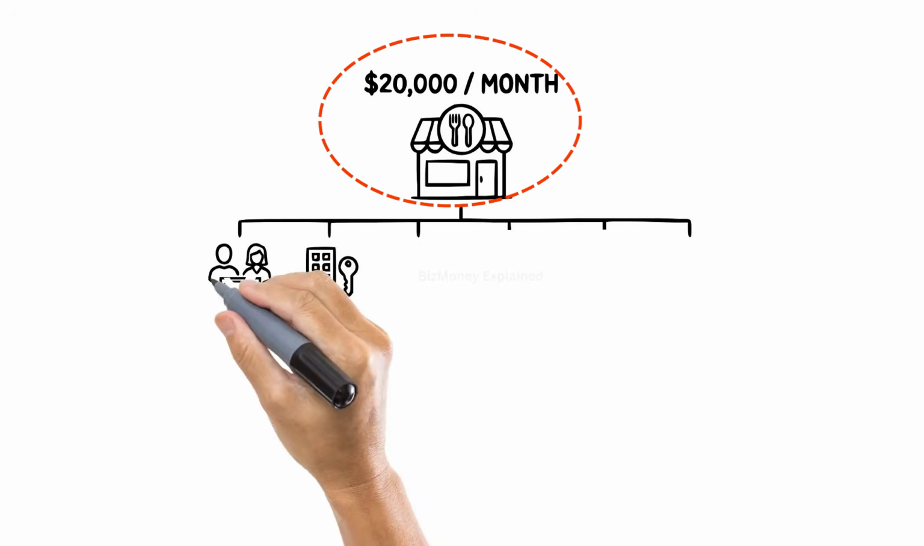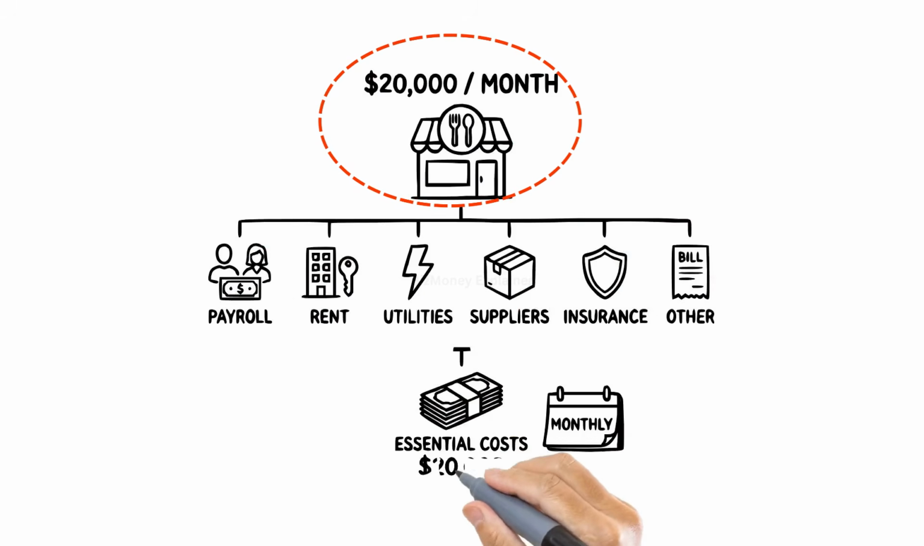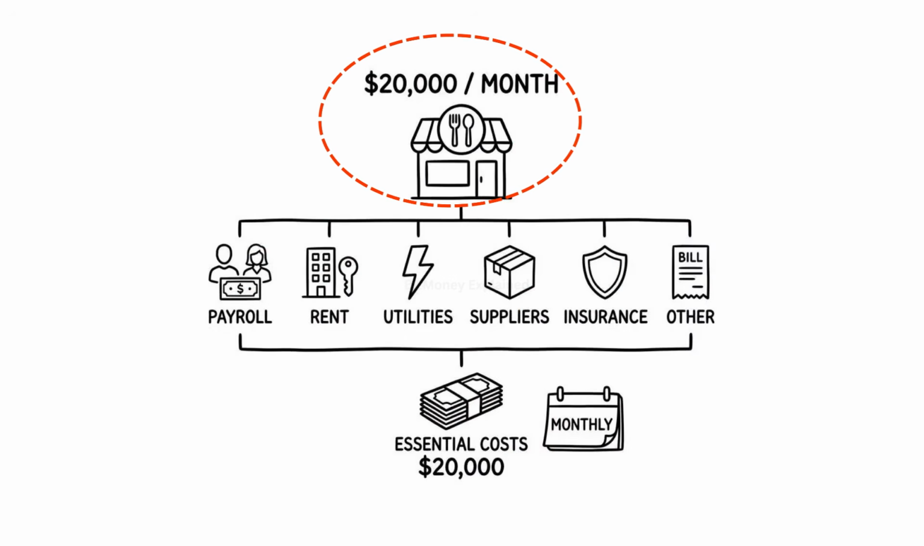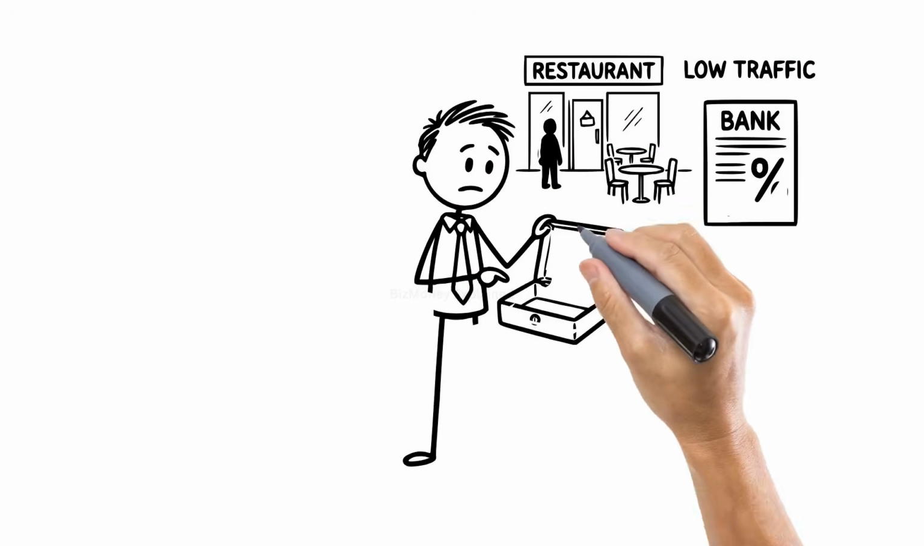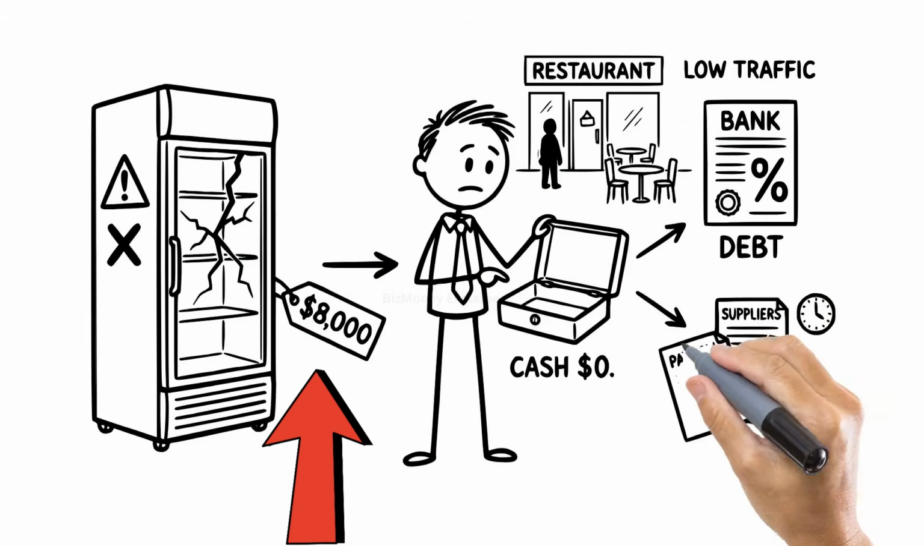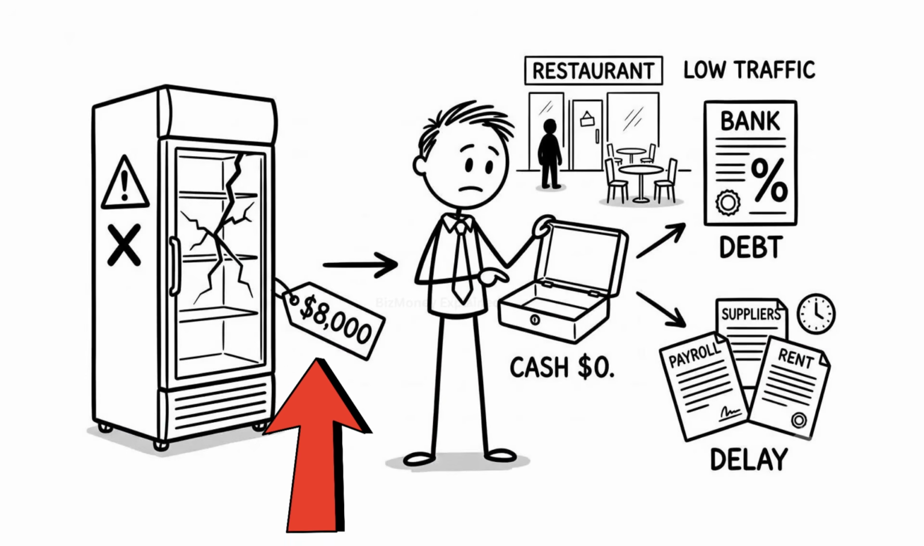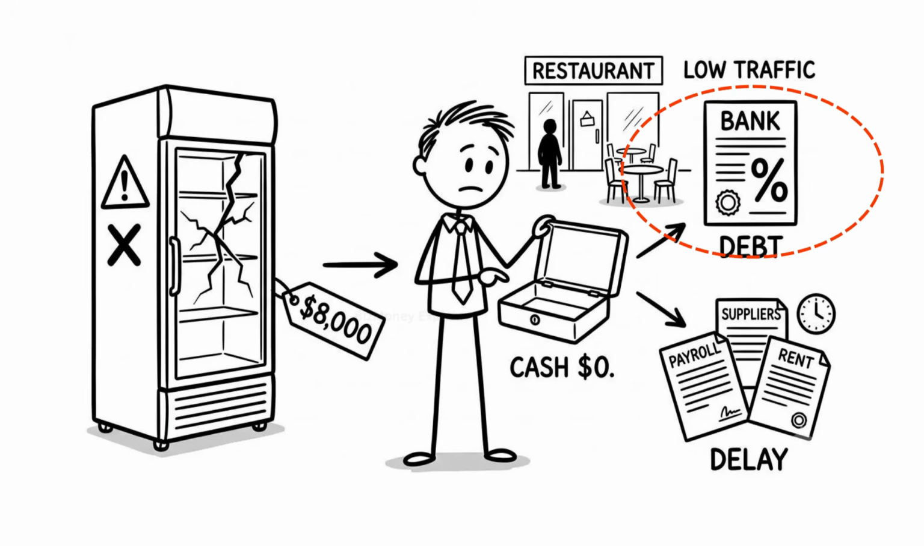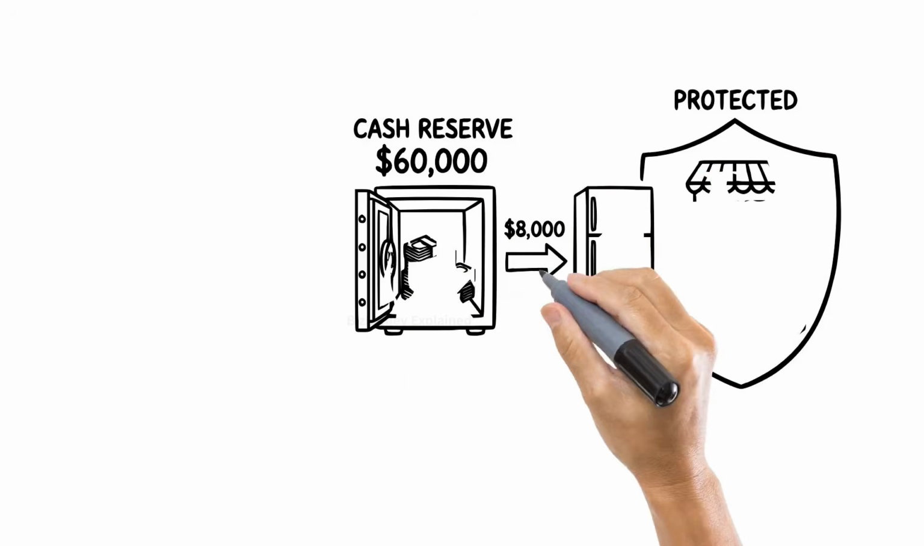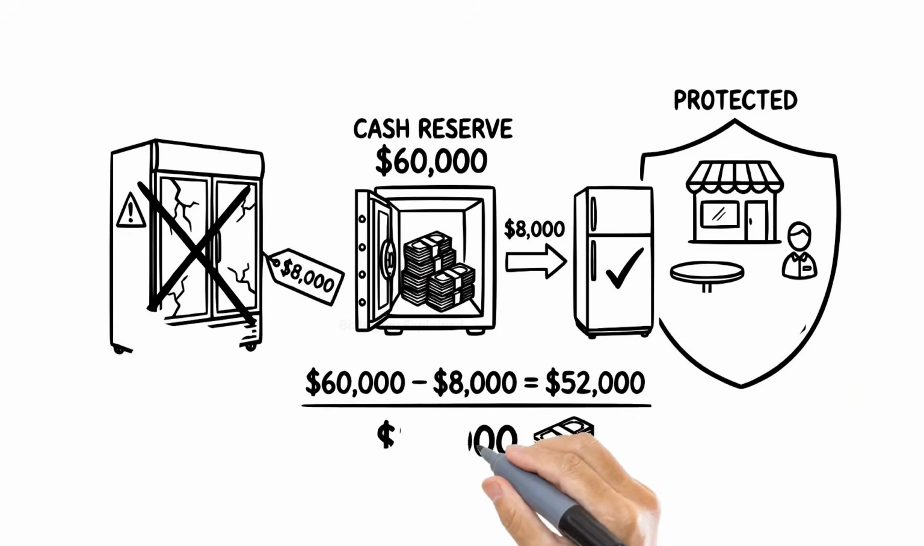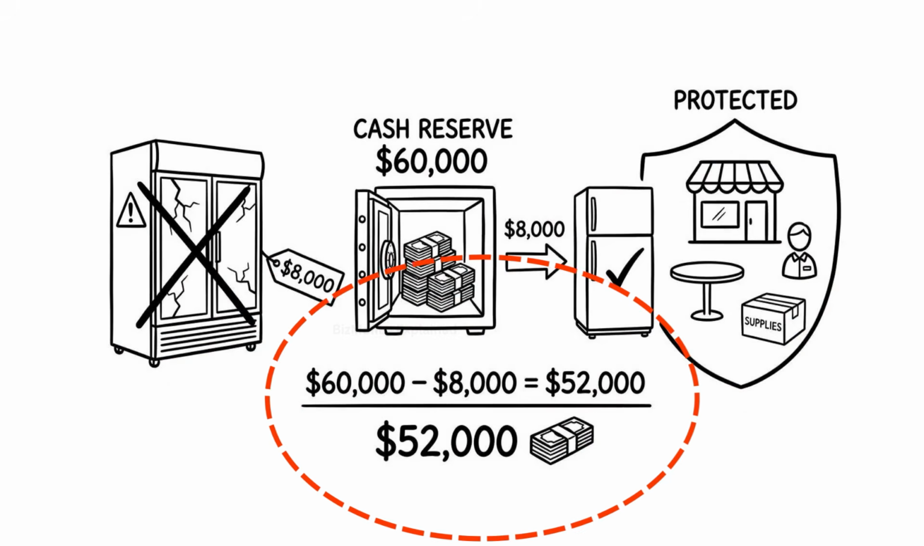Build a cash reserve. Suppose a restaurant normally needs $20,000 every month for payroll, rent, utilities, suppliers, insurance, and other essential expenses. Then, a major refrigerator suddenly fails and requires an $8,000 replacement while customer traffic is temporarily weak. Without cash reserves, the owner may need expensive debt or delay important payments. Now imagine the restaurant has gradually built a $60,000 reserve. The same problem is inconvenient, but it does not immediately threaten the business.